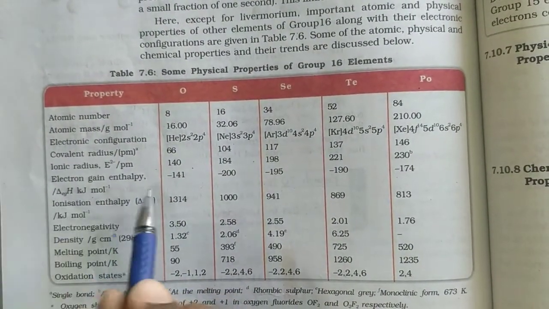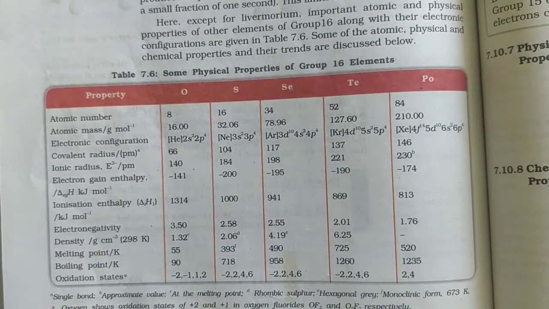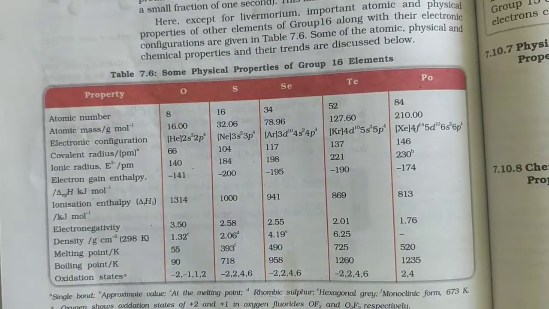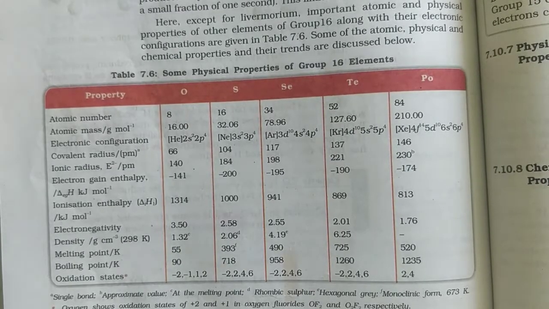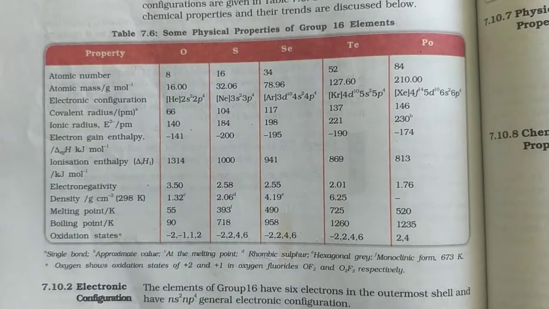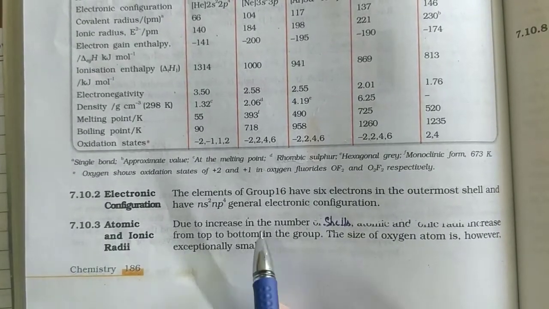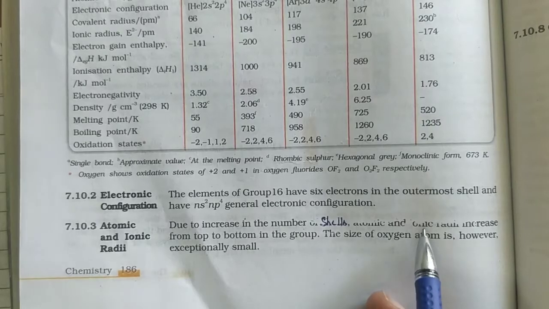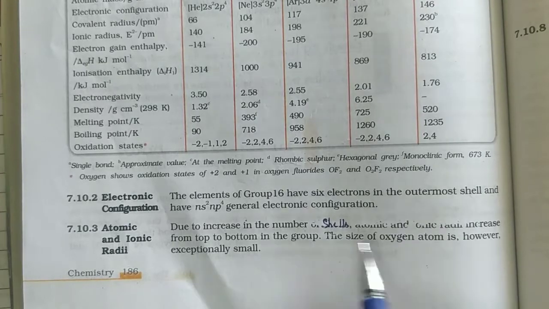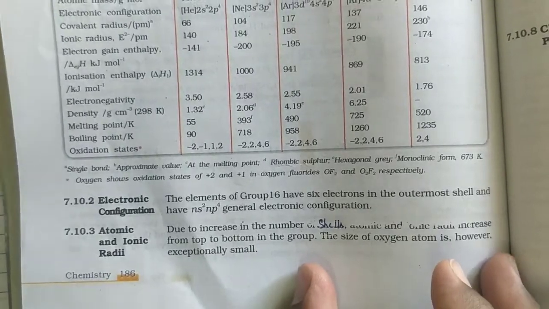Next, electron gain enthalpy. After discussing, we will come again. Actually, atomic and ionic radii, electron gain enthalpy, ionization enthalpy, these are not in the syllabus. But anyway, these are all small properties only. Easily we can complete them. Is it okay, ma? If you have an idea about these properties, studying these elements will be somewhat interesting and easy. That's why. Due to the increase in the number of shells, atomic and ionic radii increase from top to bottom in the group. The size of the oxygen atom is, however, exceptionally small. This is the information about atomic and ionic radii. Okay, next.